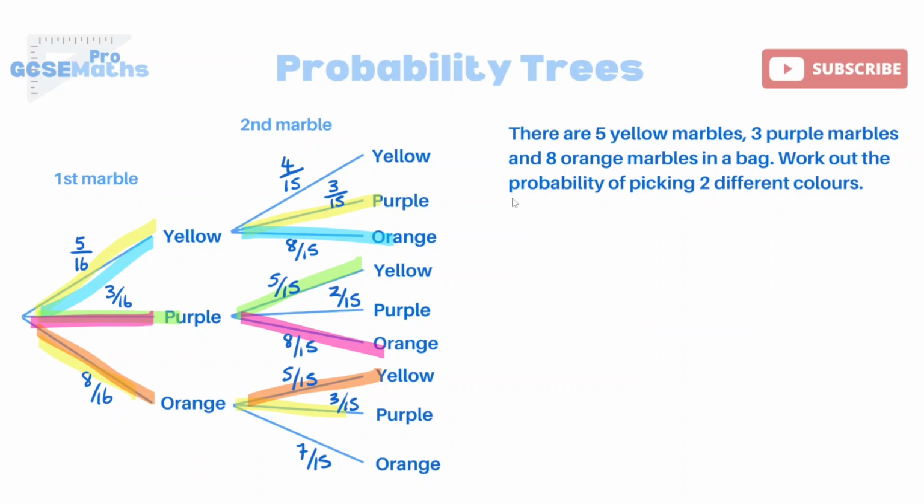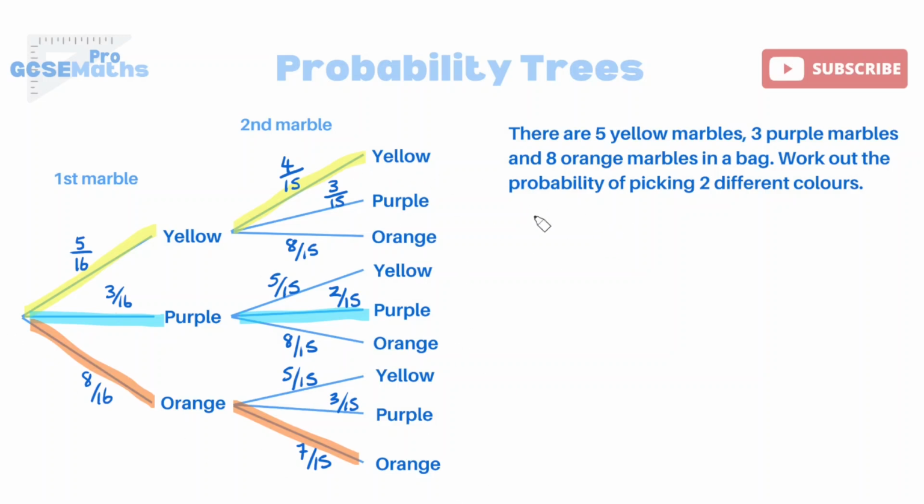Do you see how picking 2 different colours would leave us with, we can't pick yellow and yellow, we can't pick purple and purple, we can't pick orange and orange. So I'm actually going to go with those 3, because 3 is obviously easier than doing 6 calculations. So let's highlight those instead. The opposite of picking 2 different colours is picking 2 of the same, which means we could go with yellow and yellow, we could go with purple and purple, and we could go with orange and orange. That's a bit easier, isn't it? And then when we add those up, we'll subtract that from 1.